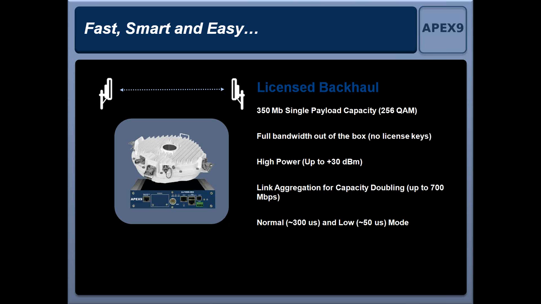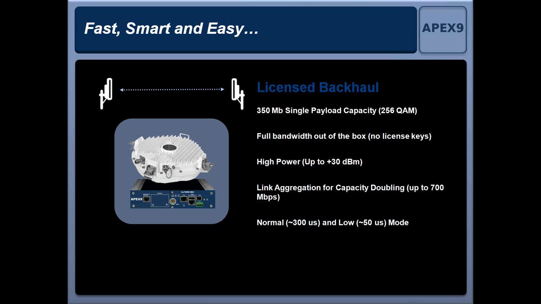There is high power on the product, so we didn't differentiate between a low power product and a high power product. Everything that we ship is full bandwidth and high power, and depending on the frequency, it puts out to 30 dBm, 1 watt of output power at the ODU.